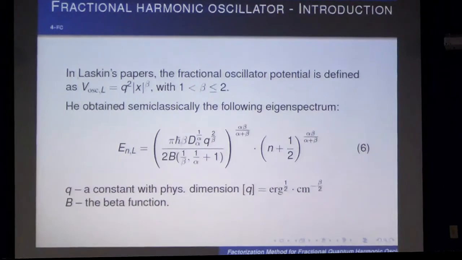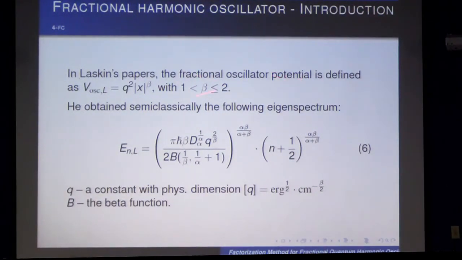About Laskin's papers, as I said, he used the oscillator potential in this form. And he got, semi-classically, only the eigenspectrum, not the eigenfunctions. It's just the integral over a period of the quantum momentum, defined in a fractional way. So he obtained this formula. Here is a beta function. It's a two-parameter formula. We have here the equidistant spectrum of the oscillator in the case when alpha equals beta equals 2. So only in this case we have the equidistant spectrum corresponding to the harmonic oscillator.